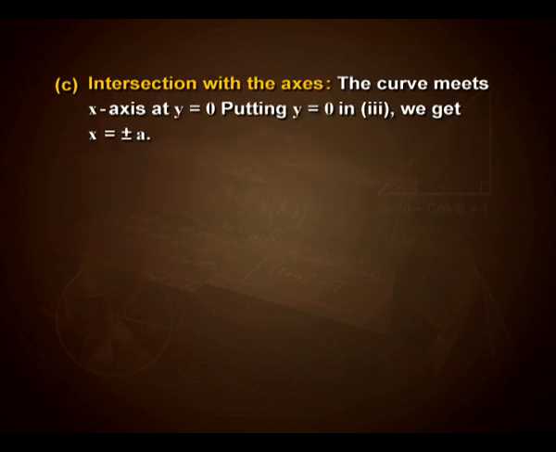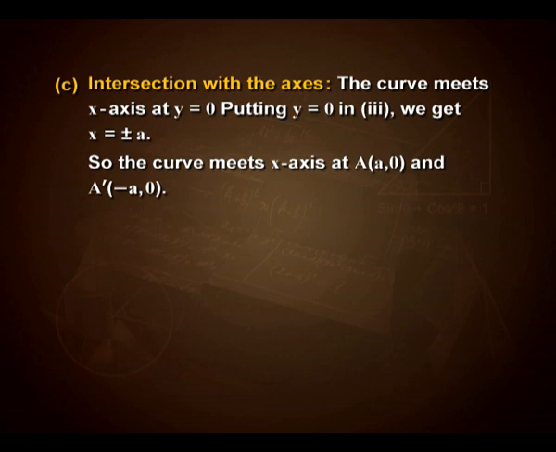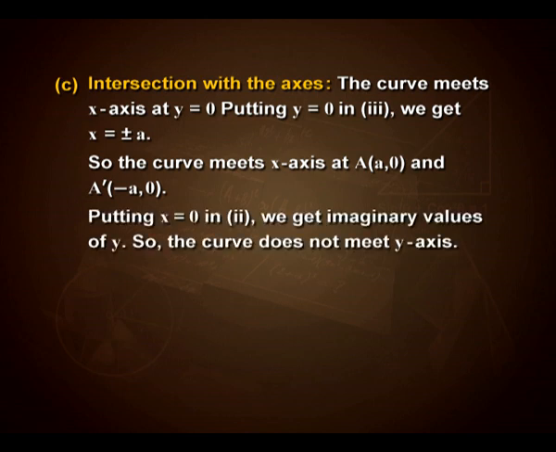Intersection with the axis. The curve meets the x axis at y is equal to 0. Putting y is equal to 0 in the third equation, we get x is equal to plus or minus a. So, the curve meets the x axis at A, that is (a, 0), and A dash, that is (minus a, 0). Putting x is equal to 0 in the second equation, we get imaginary values of y. So, the curve does not meet the y axis.